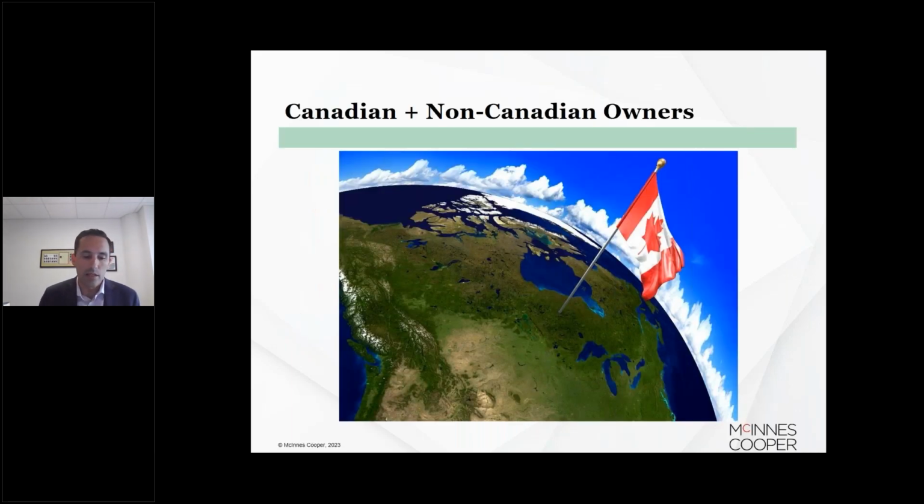So as I said, originally many people thought this act only affected non-Canadian owners. It came out alongside the Prohibition on the Purchase of Residential Property by Non-Canadians Act, but what we have since found out is that it does in fact affect both Canadian and non-Canadian owners of residential property alike.